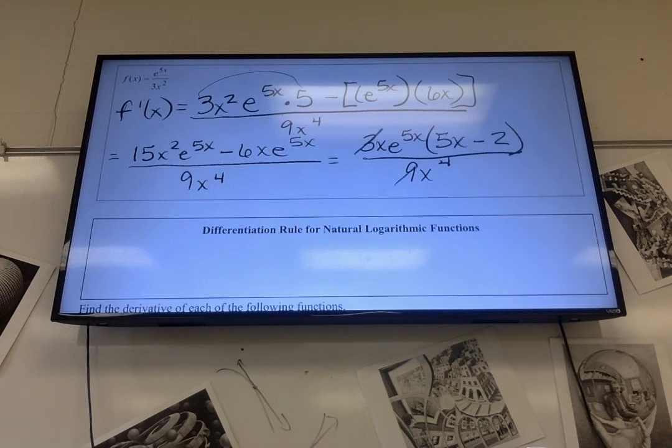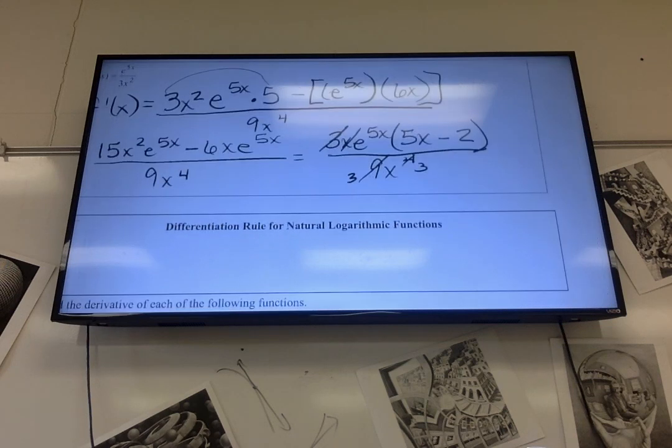You can cancel the 3 and the 9, leaving you with the 3 on the bottom, and you can cancel one of the x's. So your final answer is e to the 5x times 5x minus 2 over 3x cubed.